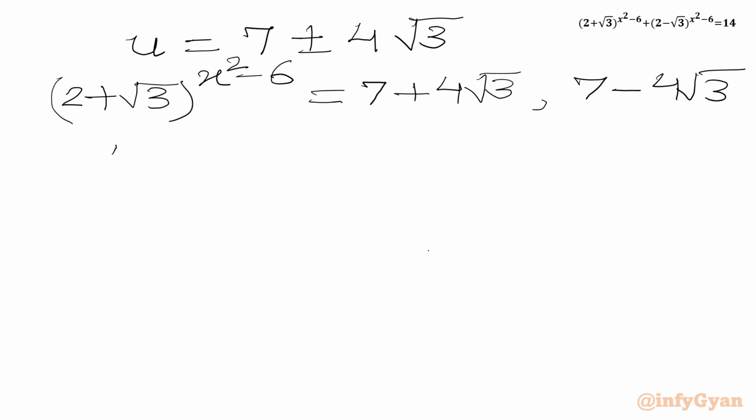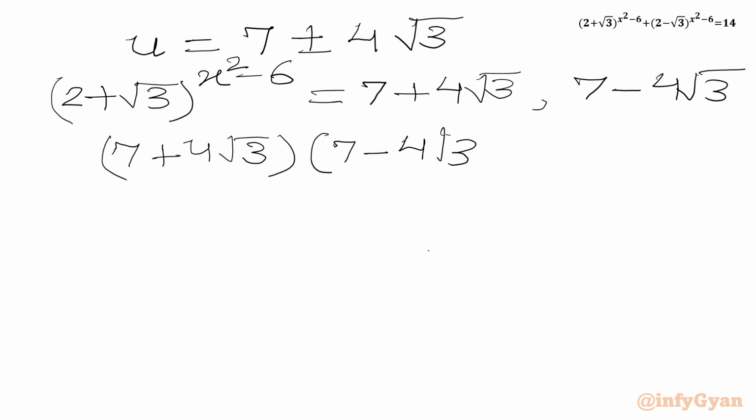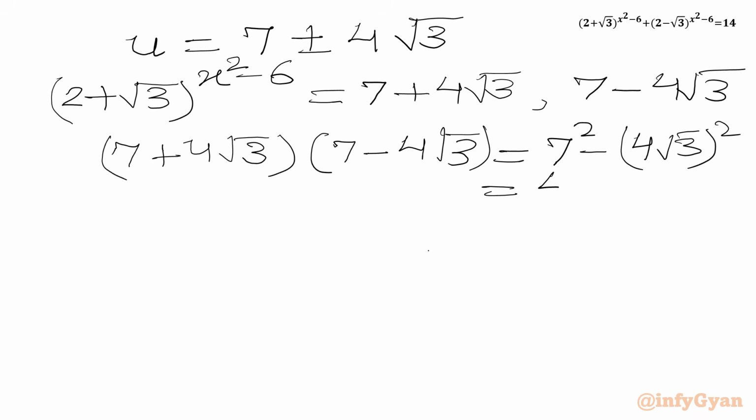Now we will multiply 7 plus 4 root 3 with 7 minus 4 root 3. Let's check what will come out. Again we have a plus b times a minus b form. We'll use the difference of two squares formula and write 7 square minus 4 root 3 whole square, which will be equal to 49 minus 48. So we can write here the value will be 1.